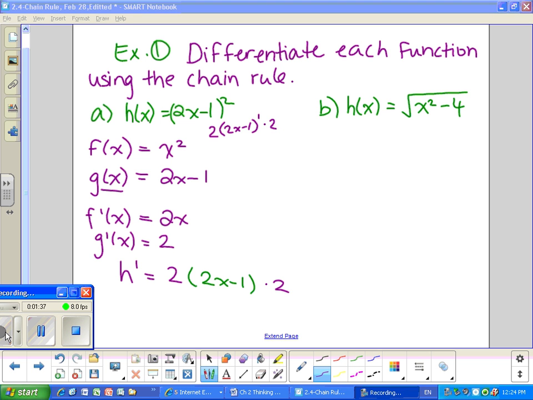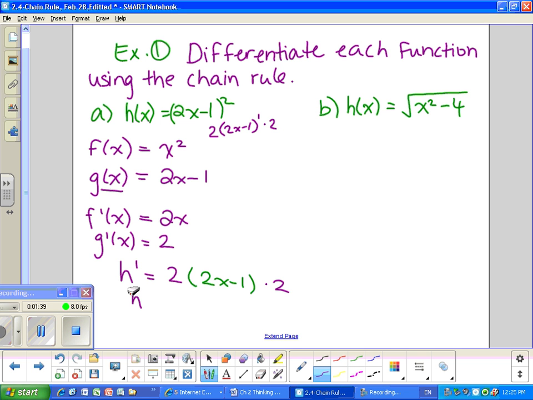Miss, would you simplify that further? So after, you should expand and simplify, so you have 8x minus 4. You can just distribute the 2 through, and then distribute that through as well. Or if you just multiplied these two, you could say 4 times 2x minus 1, and then expand it from there.